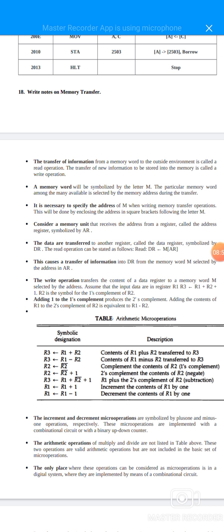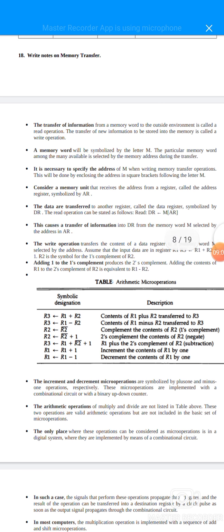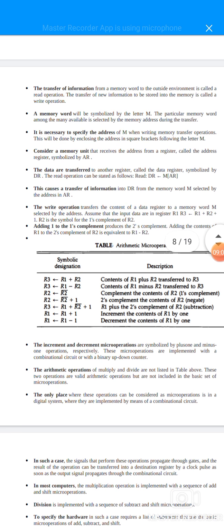Assume the input data are registers R1, R2, R3. R3 ← R1 + R2': the sum of R1 and R2' is stored in R3. R2' is the symbol for the ones complement of R2. Adding 1 to the ones complement produces the 2's complement. Adding the content of R1 to the 2's complement of R2 is equivalent to R1 minus R2.